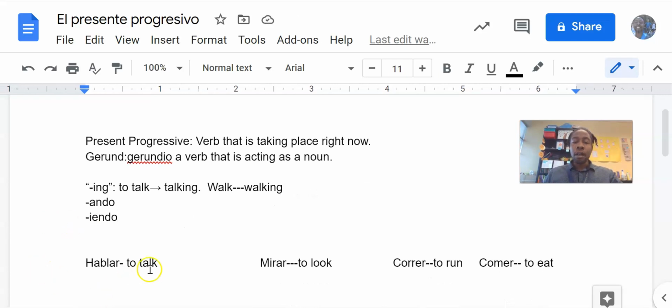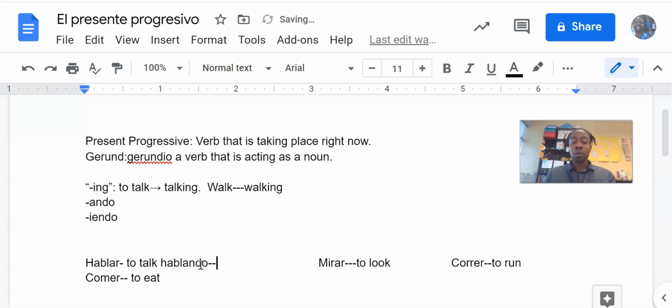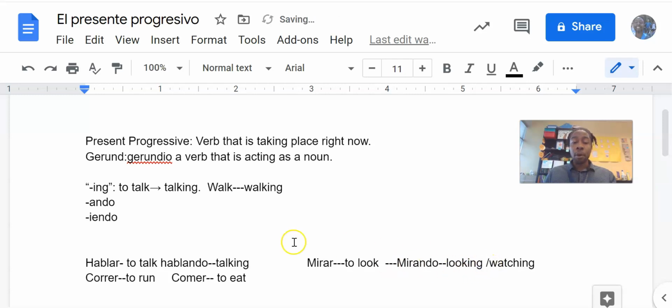So here are some examples. Right here with the verb hablar, since it's an AR verb, we're going to choose the ending ando. So hablar, to talk, would be hablando, or talking. Mirar, to look, in the case of mirando, since it's an AR verb, mirando would be looking, and it can be used as watching as well. Notice that both of these ended in ando.